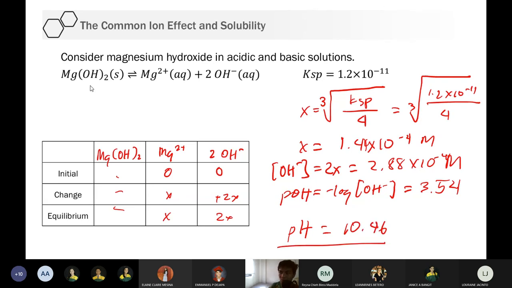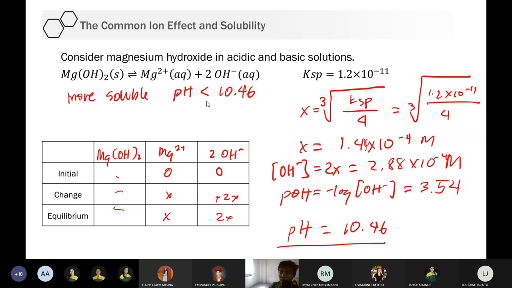This is the pH of magnesium hydroxide when dissolved in water. Ang tanong, anong pH siya mas magiging soluble? Anong pH siya mas magiging less soluble? Okay. So sabi natin, since this is basic salt, it will be more soluble in pH that is acidic. So ibig sabihin, it is more soluble if the pH is less than 10.46. Ito kasi yung parang threshold niya, di ba? Na sinasabi ko sa inyo, yung molar solubility, yun yung threshold ng kanilang shifting to the left, to the right, di ba? So yun.